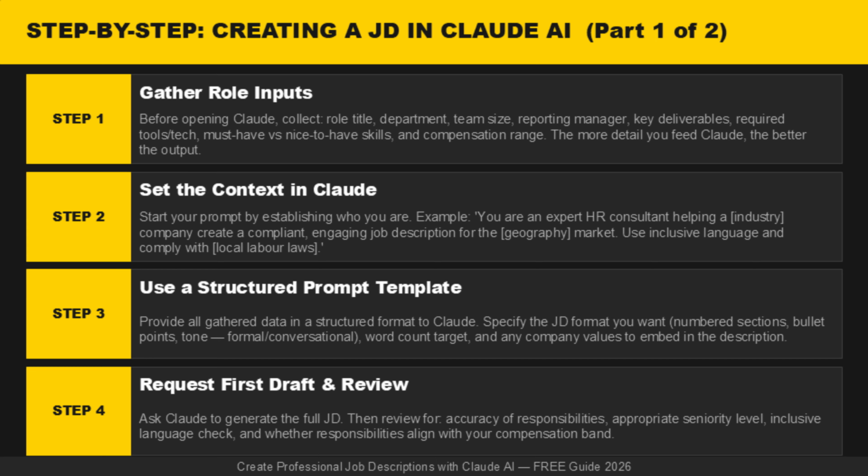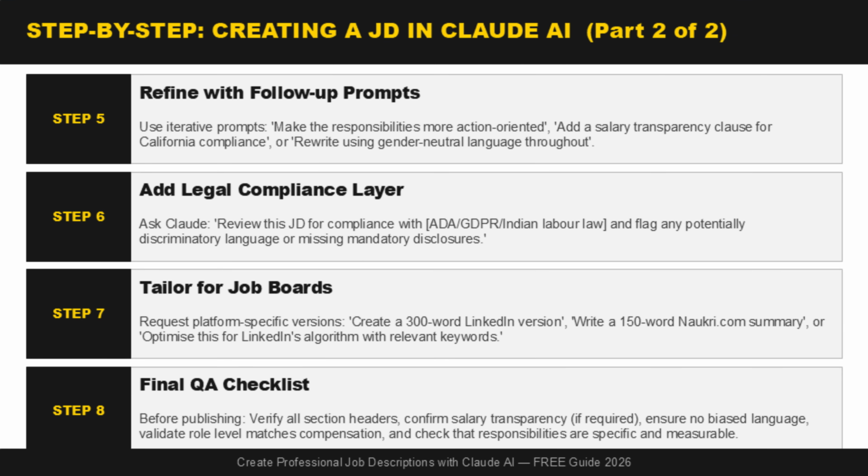Step 3. Use a structured prompt template. Provide all your gathered data in organized sections and specify the format you want. Step 4. Request the first draft, then review it carefully for accuracy, seniority level, and inclusive language. Steps 5 through 8 complete your JD creation process.